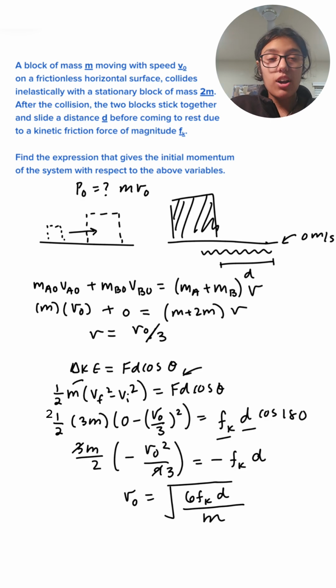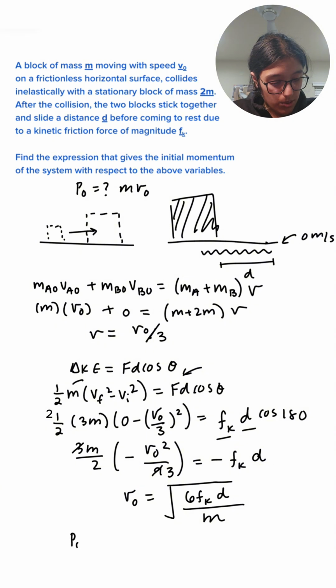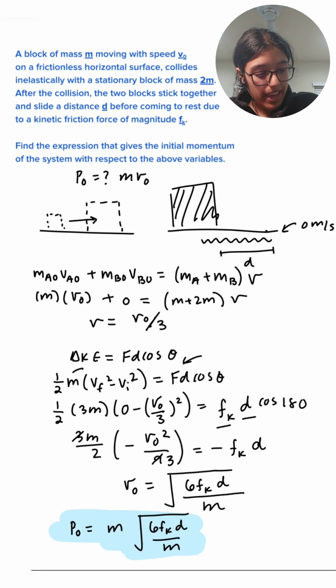So that is v naught, but of course it's asking us for the initial momentum. So we have to multiply this by the mass, and the mass initially of this one right over here is just going to be m. So we multiply m by the initial velocity, and that is our final answer.